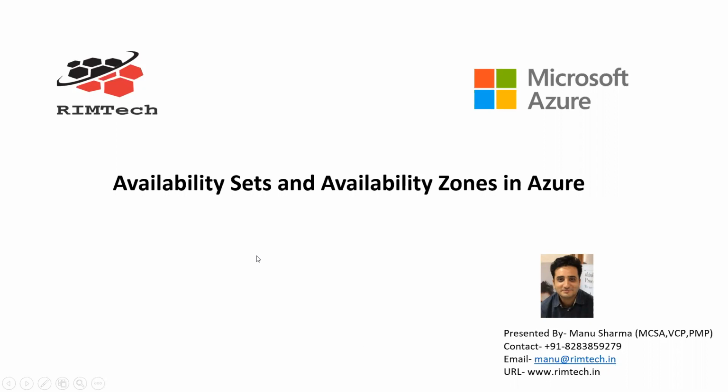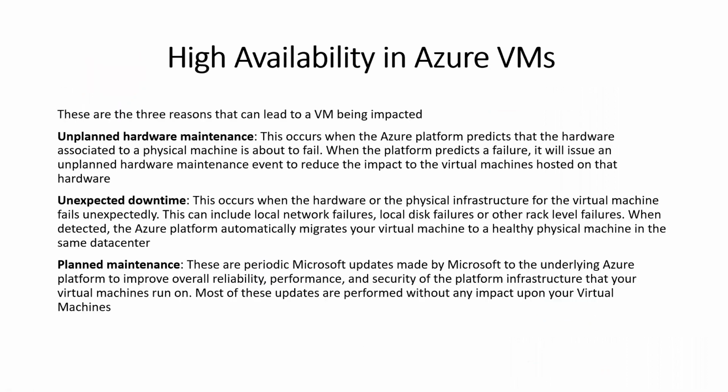Let's get started. So there are three reasons why a VM will be impacted. The first one is unplanned hardware maintenance. So let's take an example of an Azure data center where we have multiple racks of servers. If one of the racks fails, or any component in that rack or one of the servers fails or is about to fail, Azure is going to issue an unplanned hardware maintenance to reduce the impact on your virtual machines.